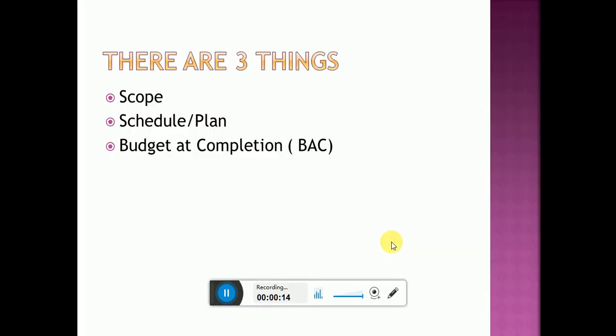In order to get the earned value analysis, there are at least three things which are really required. That is the scope, the second is the plan, or we can say the schedule, and the third one is the budget. So just to understand what exactly the earned value analysis is, I'm considering a basic example, and let's talk about that.